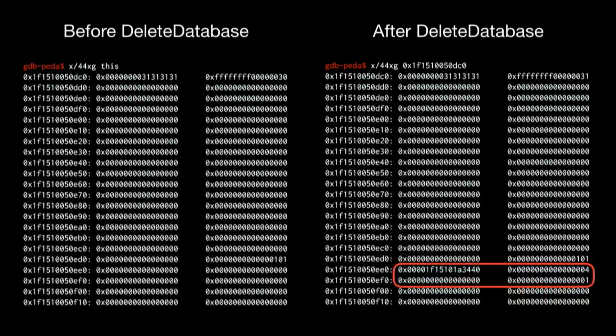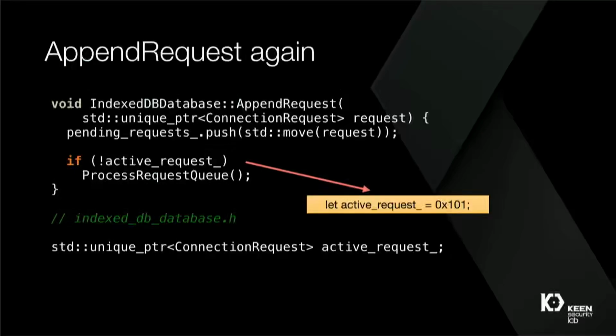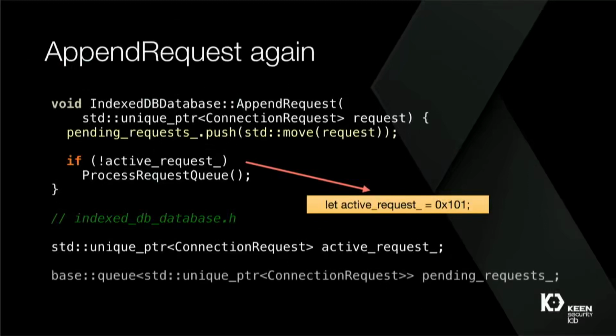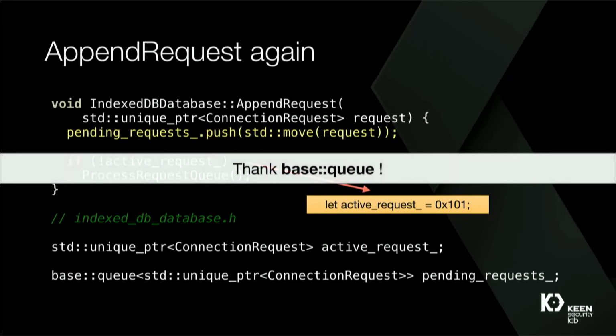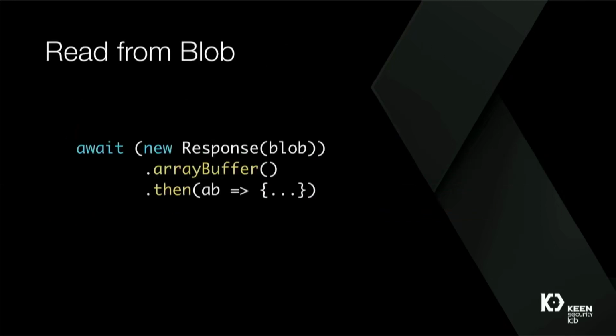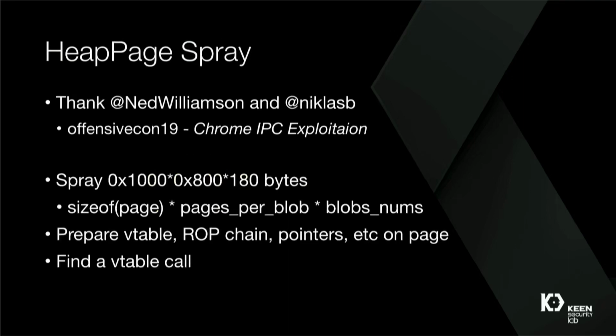So what is the heap pointer here? Let's go back to append request again. Remember that append request is a member of the base queue structure. If we leave everything zero, it will automatically init during the first push operation. It first allocates a container buffer for storing its elements, and then stores the container pointer to itself. So we must thank base queue for this gift. And remember that the object is not only an IndexedDB database, but also a blob. So we can easily read the heap pointer from the blob. Now we got the heap address.